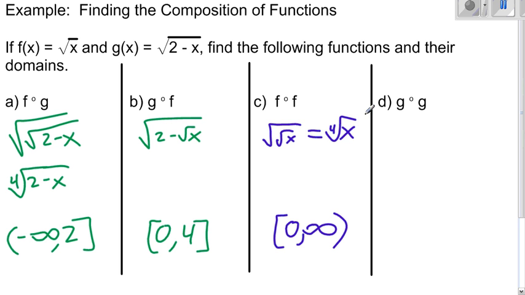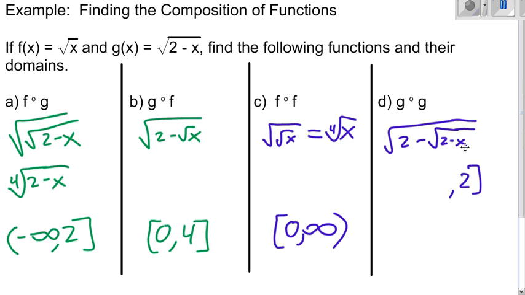For g of g, basically the same idea. It's the square root of 2 minus, then instead of x, we plug in the square root of 2 minus x. So square root of 2 minus x, can't plug in anything bigger than 2. But we also can't make this value be larger than 2 because then we'd have a negative inside the big square root.